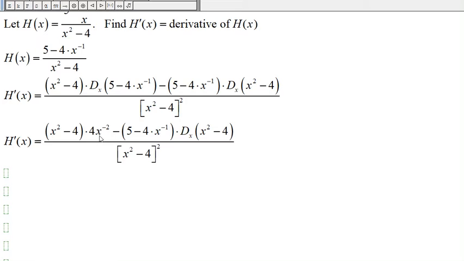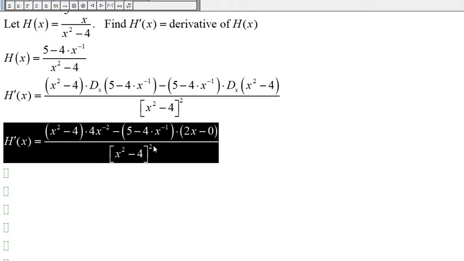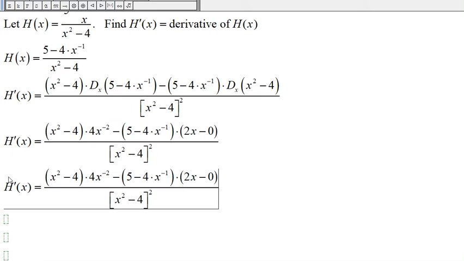So right here we have 4x to the negative 2. And then the derivative of x squared minus 4: the derivative of x squared is 2x, and the derivative of the constant 4 is 0, and so we just get 2x. And then we can simplify a little bit.